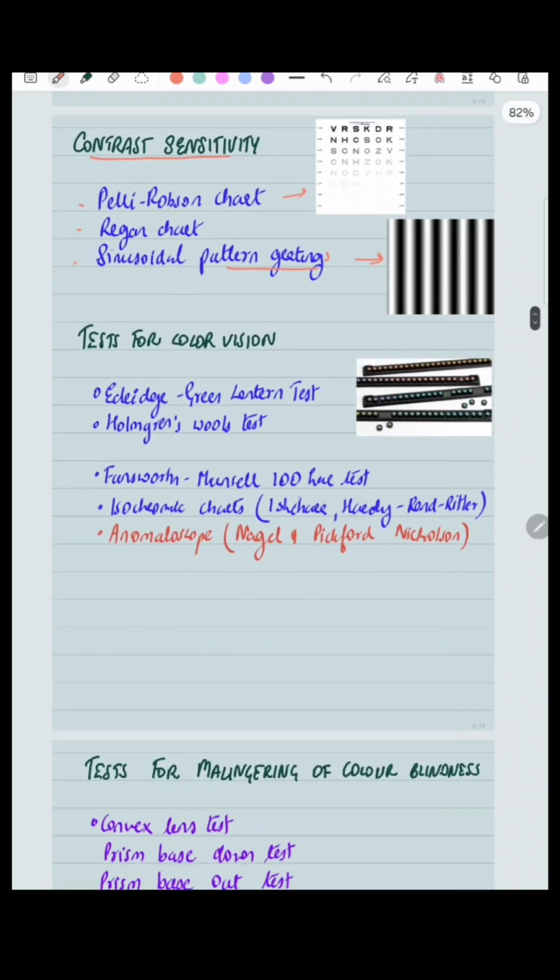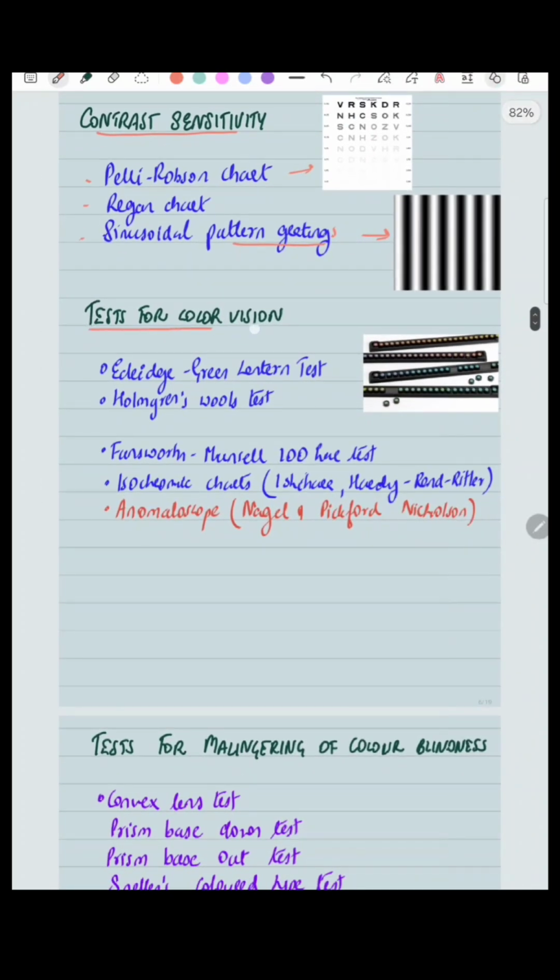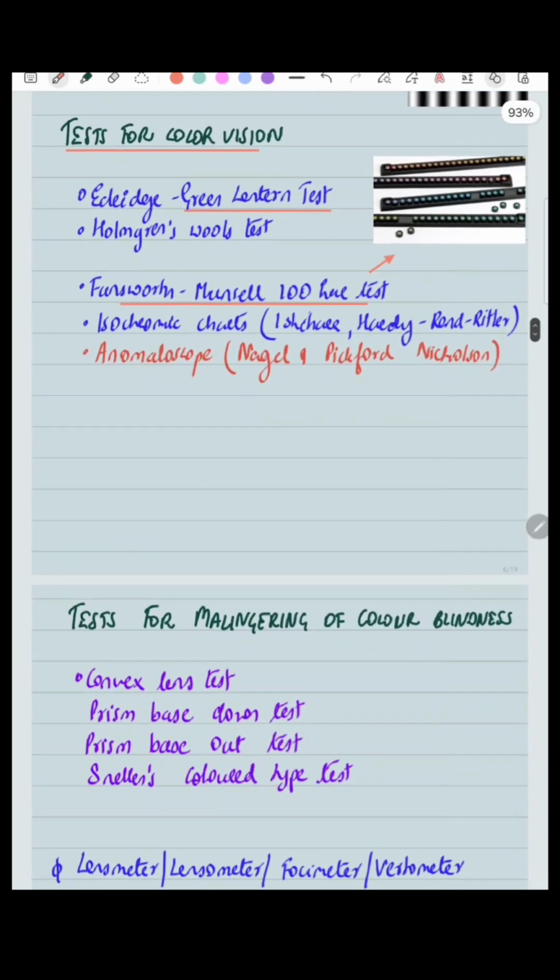Now, next is tests for color vision. For color vision, we can use the Edridge-Green lantern test or Holmgren's wool test. Then the Farnsworth-Munsell 100 hue test. This is the Farnsworth-Munsell 100 hue test. Then isochromatic charts, such as the Ishihara, Hardy, and Rittler charts, can be used. Then anomaloscope, Nagel and Pickford-Nicolson, can be used.